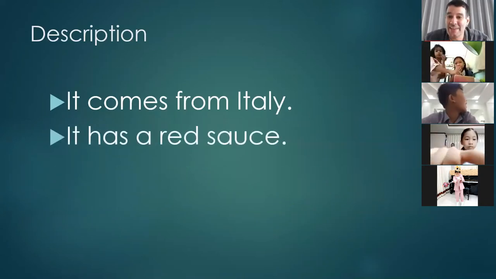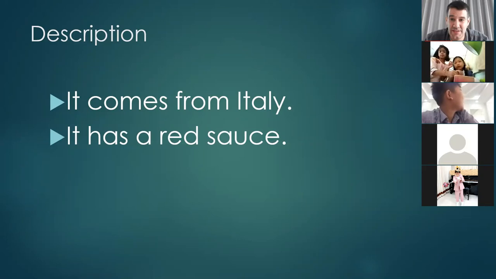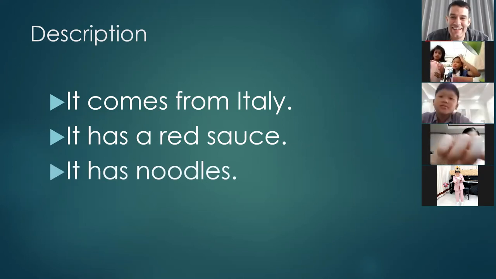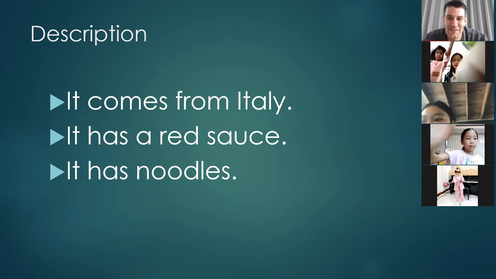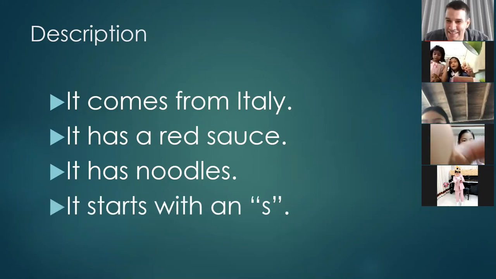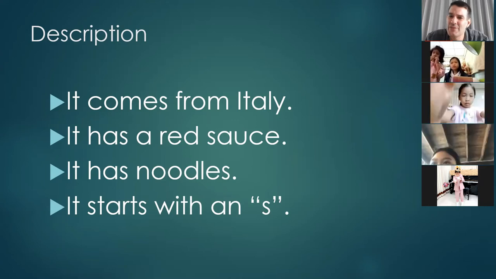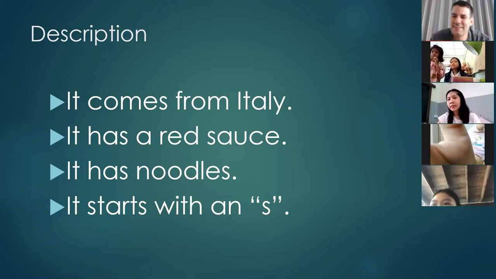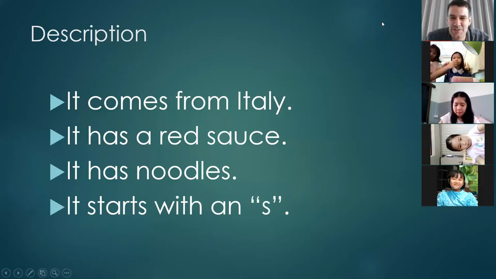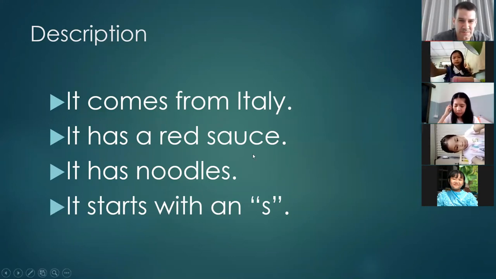It comes from Italy, Italian food. It has red sauce. Pizza, teacher. It has noodles. Spaghetti. Try to write it in the chat. It starts with an S. So can you try to spell spaghetti? Spaghetti is a difficult word to spell, because it comes from Italy, not from English. I already wrote spaghetti.